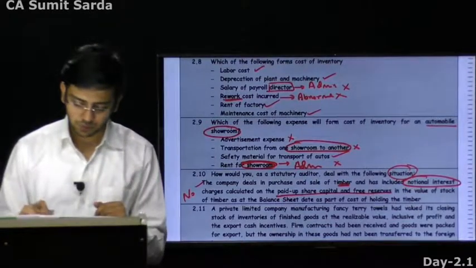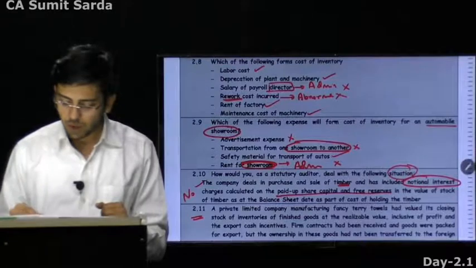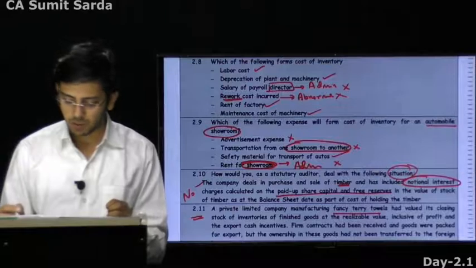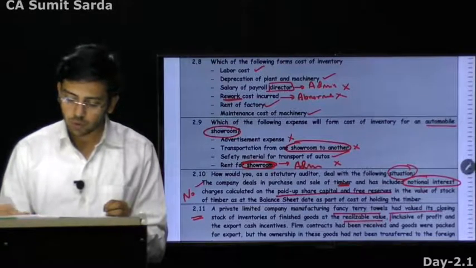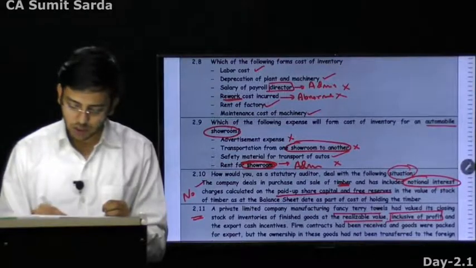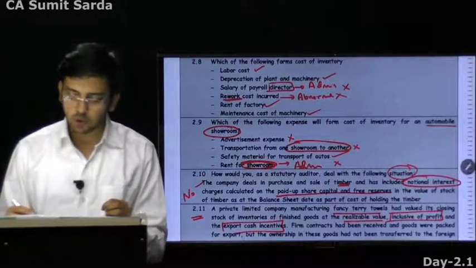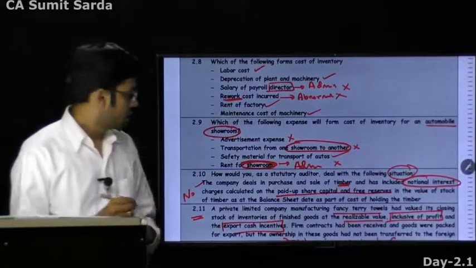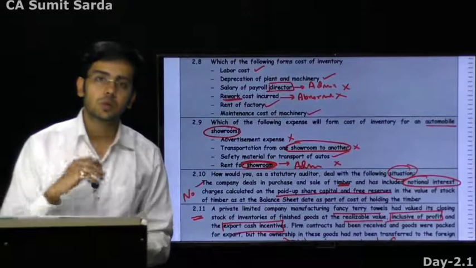Okay, so we'll move ahead. So we'll look at the next question. A private limited company manufactures fancy terry towels and has valued the inventory of finished goods at realizable value inclusive of profit and export cash incentives. Firm contracts have been received, goods packed, but the ownership is not transferred. Risk is not transferred. So since the risk is not transferred, can you value this inventory as per AS2 including profits?